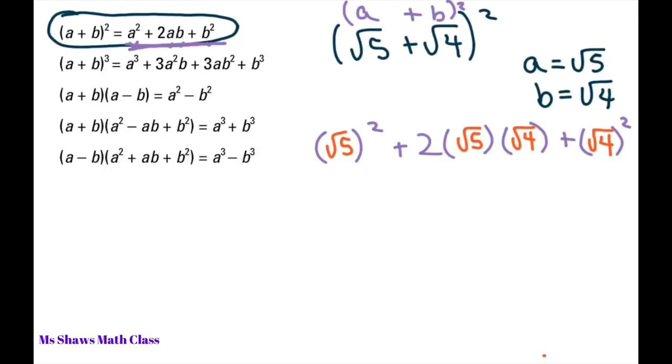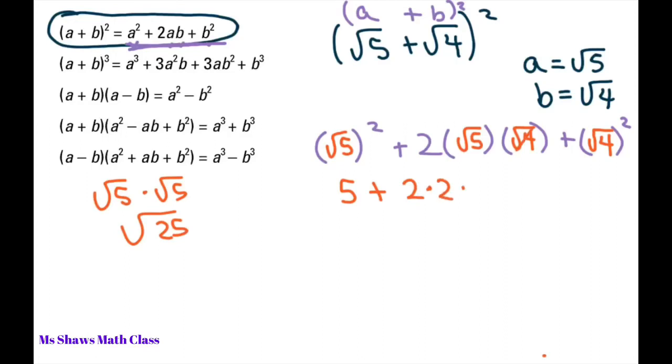Square root of 5 squared is just 5, because that would be square root of 5 times square root of 5, which is square root of 25, which equals 5, and so forth. Plus I have 2 times square root of 4, which is just 2, so that's 2 and square root of 5. And same thing here, square root of 4 squared is just 4. So I can add 5 and 4 and get 9. And 2 times 2 is 4, square root of 5.